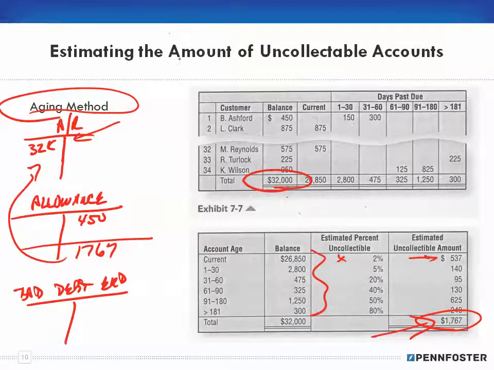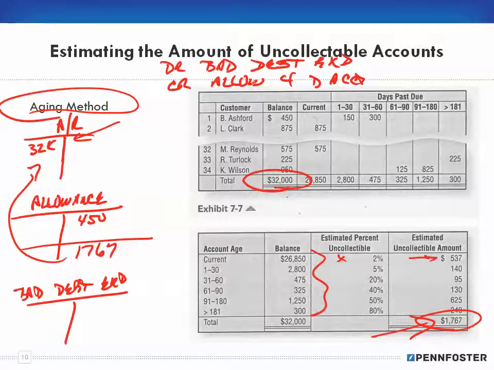So when I go to make the adjusting journal entry, yeah, I'm going to debit my bad debt expense account, and yes, I'm going to credit my allowance for doubtful or uncollectible account, right? I'm going to use those general ledger accounts, but the amount that I'm going to use is not going to be this $1,767. I'm estimating that that is the amount that's going to be bad debt out of this entire 32,000. But I already have $450 in the account. So I want the balance to be 1,767.